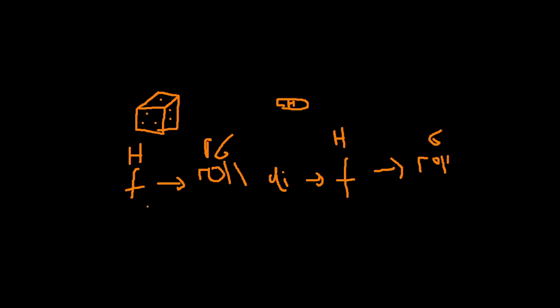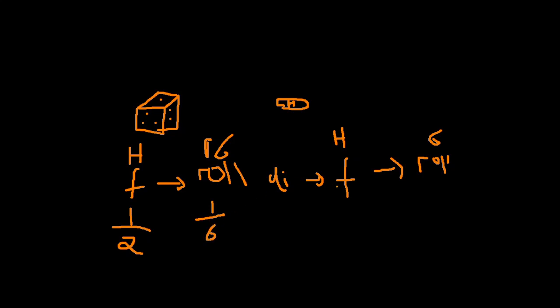So what's the probability of me getting heads over here when I first flip the coin? There's only one heads, and there are two possibilities, heads or tails. So it's a half. Okay, that's the probability of me getting heads. What's the probability of me getting 6? There's only one 6, and there are 6 faces.